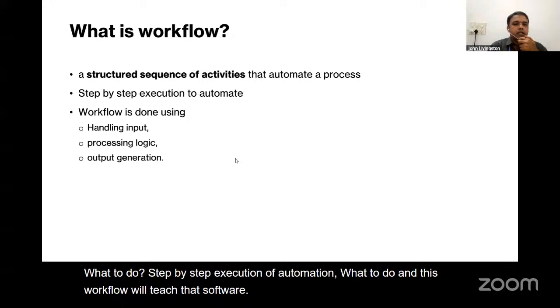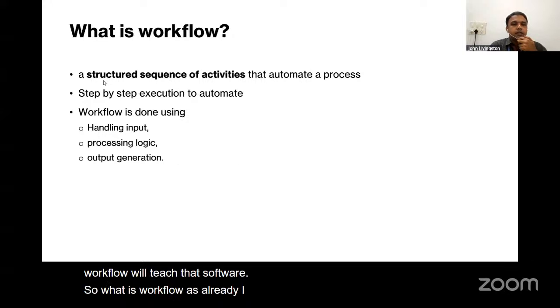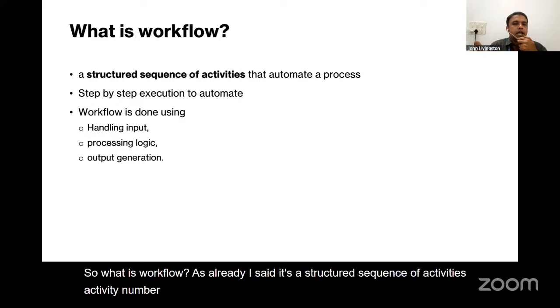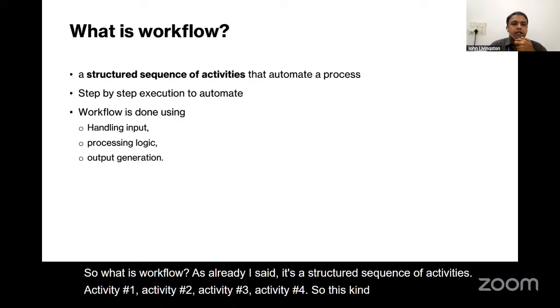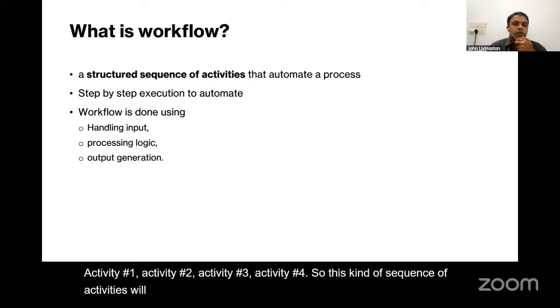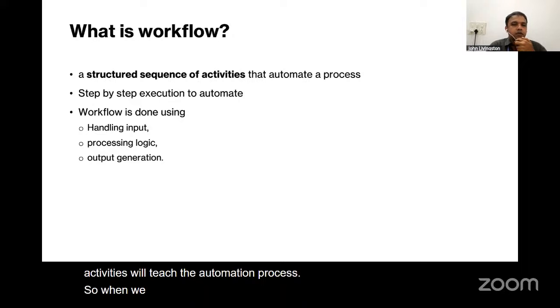So what is a workflow? As I already said, it's a structured sequence of activities: activity number 1, activity number 2, activity number 3, activity number 4. This kind of sequence of activities teaches the automation process. So when we execute this sequence of tasks, the automation is done. Okay, right.